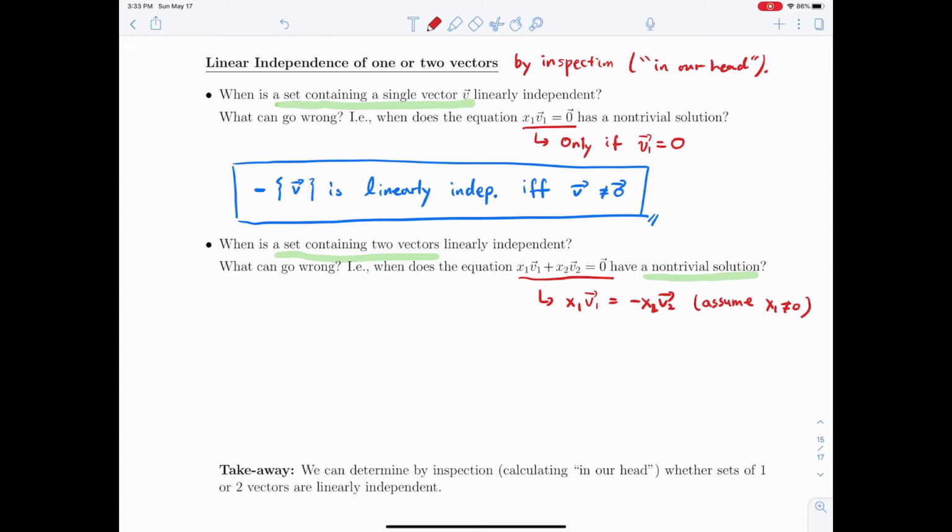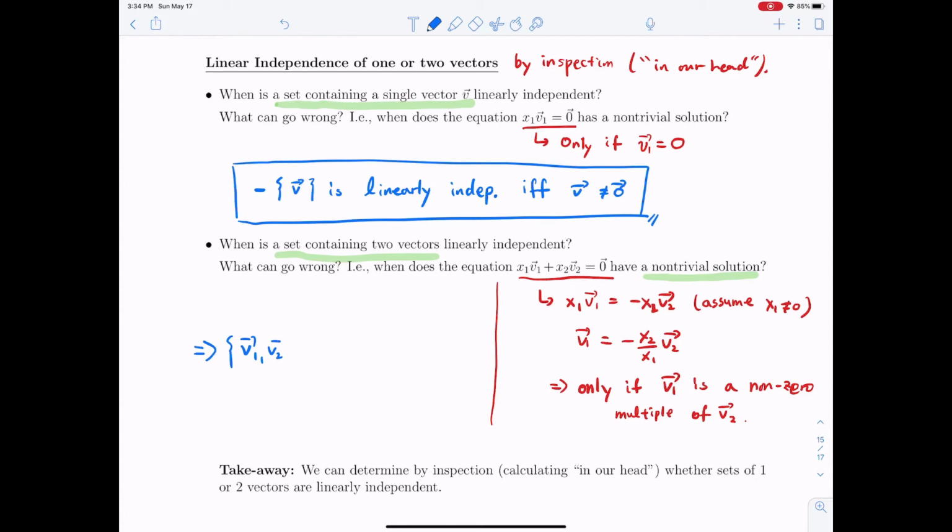Then we can divide both sides by x1, which gives you v1 equals negative x2 over x1 v2. So two vectors are linearly dependent only if one vector is a non-zero multiple of the other. So from this observation, we can conclude that v1 and v2 are linearly independent if and only if v1 is not a multiple of v2.